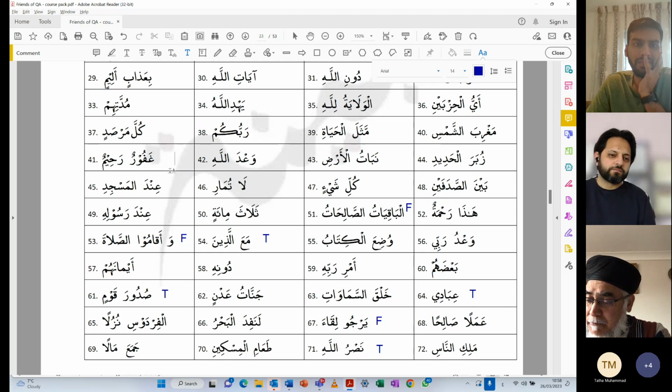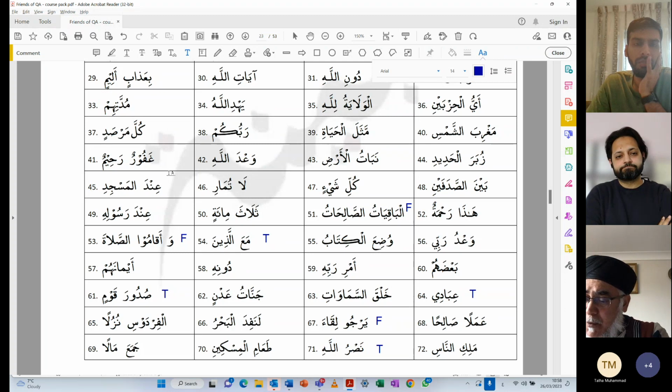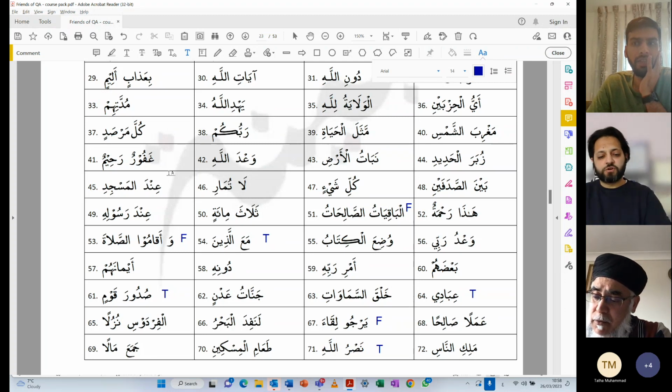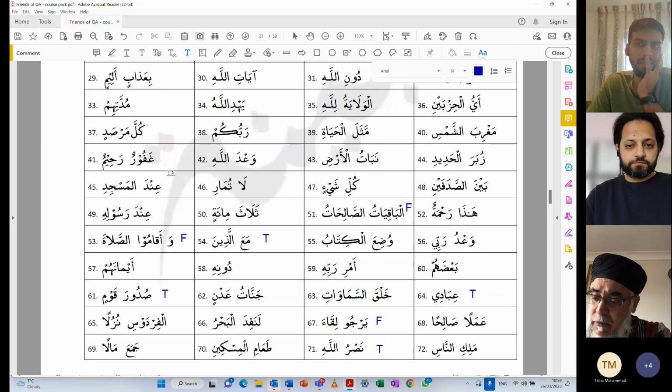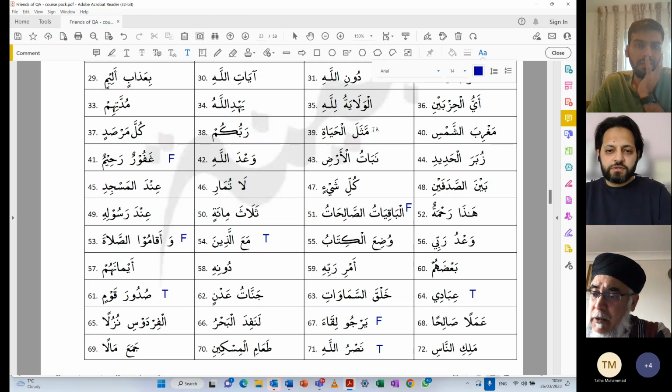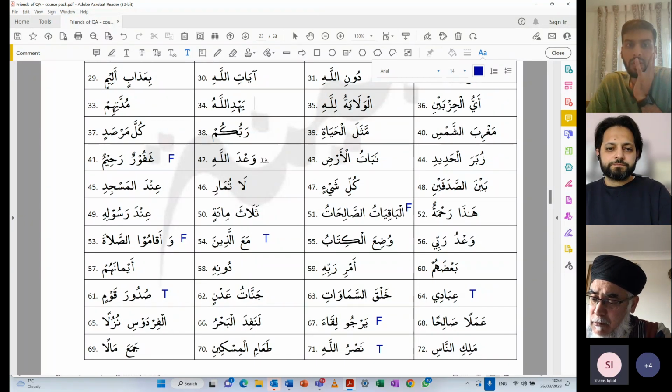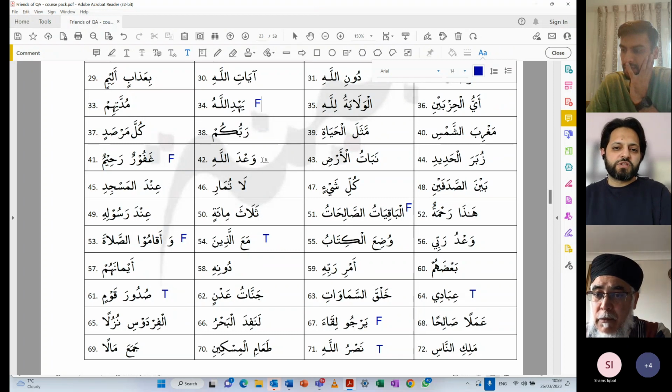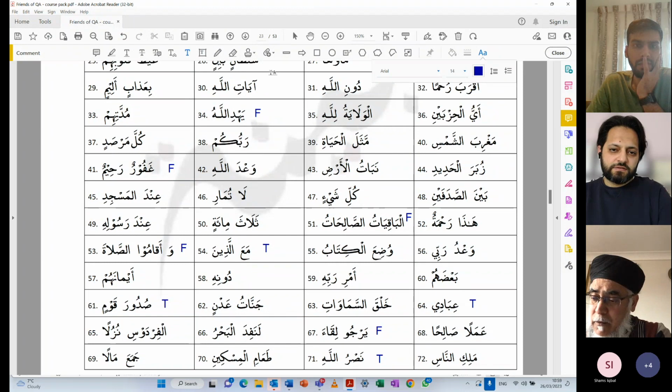Ghafurun Rahimun, number 41. No, because it's heavy. The first one is heavy, so it's false. Good. Yahdillahu. No. Allahu is Jurafa. Correct, there is no mudaf ilay. Number 30, Ayatillahi.